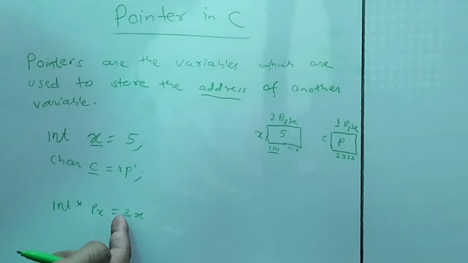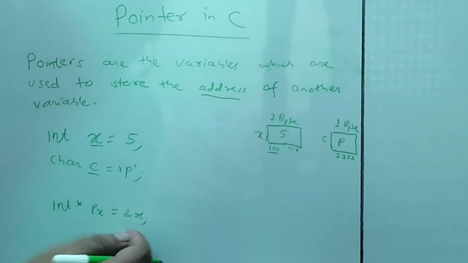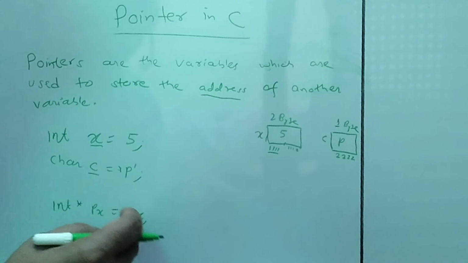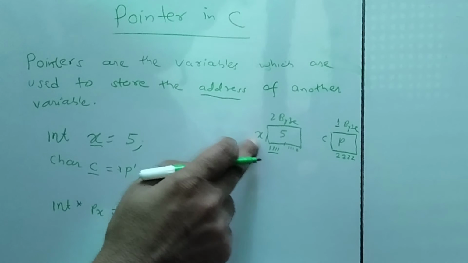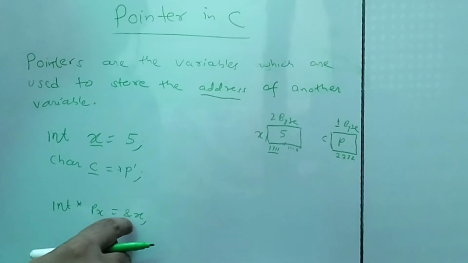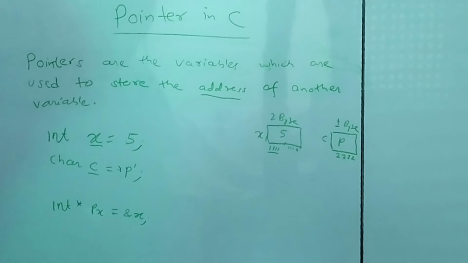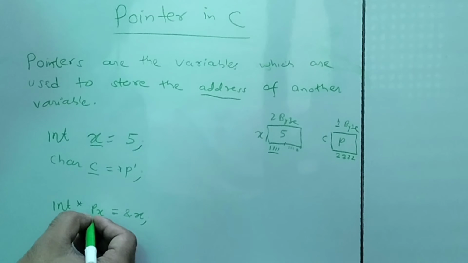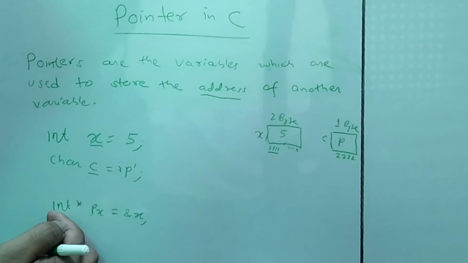This ampersand is called the address-of operator. If you write &x, then it will give the address of the memory location assigned to this variable. So what is the address of the memory location assigned to the variable x? 1111. So what will happen in this line? First of all, px is also a variable, of what type? It is an integer pointer, because it is written with a star.